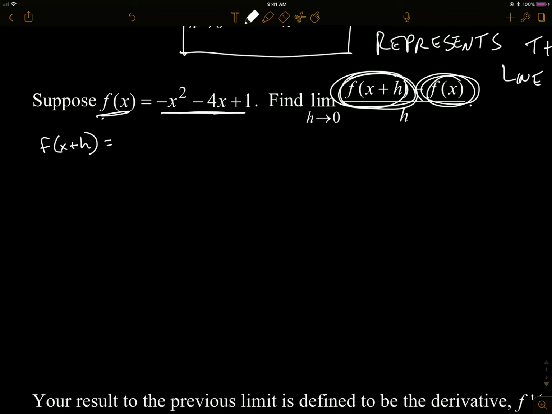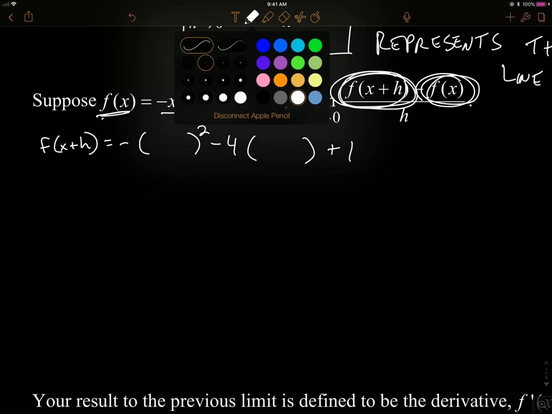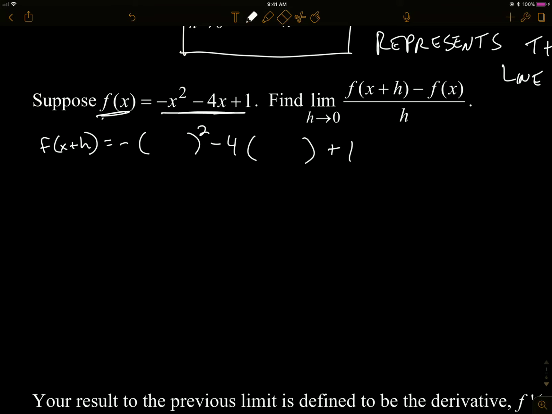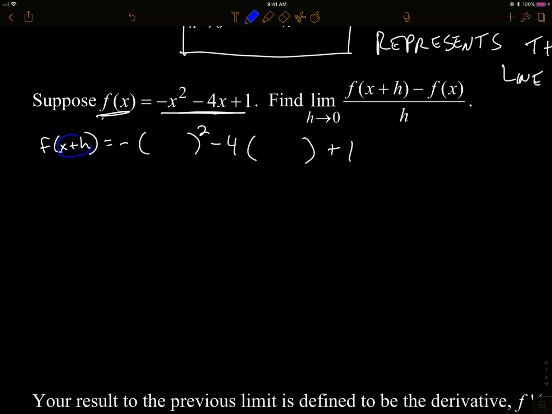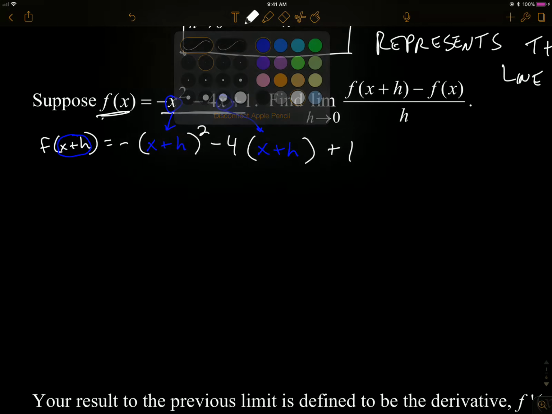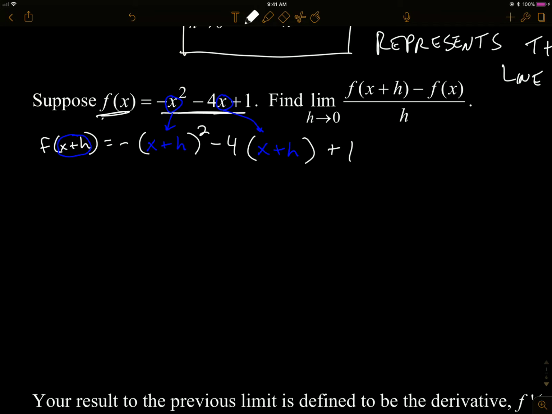So f of x plus h means I'm going to rewrite this function, taking the x out and replacing it with this expression, x plus h. It goes in for x and goes in for x. That's all that happened here. So I get x plus h squared and x plus h. All right, so that's my f of x plus h.